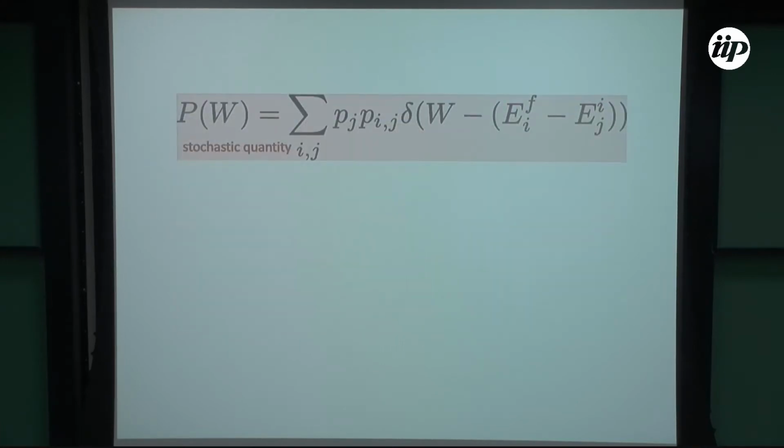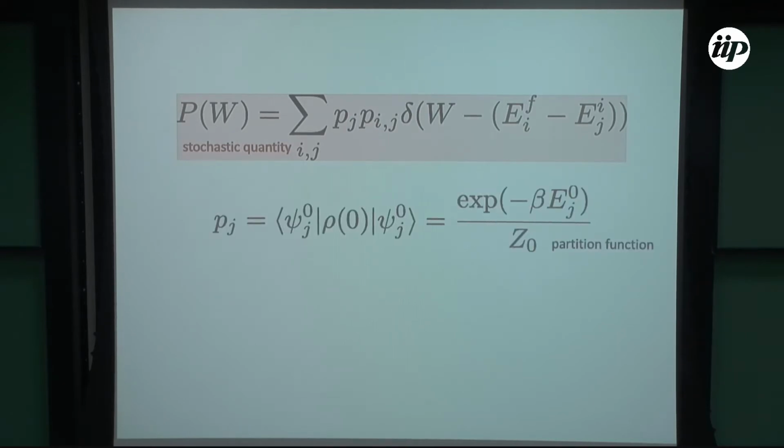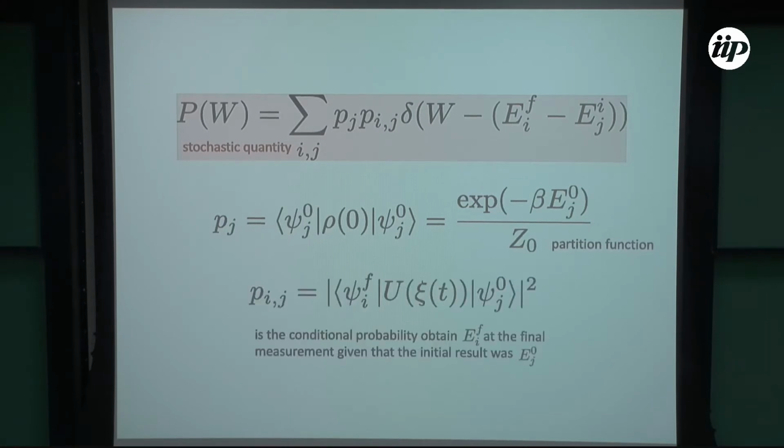So, essentially, this is the probability of work that comes from the two-measurement process. This has two probabilities. This is a stochastic quantity. The first probability, this P_G, is related with the initial state, the thermal initial state. I am starting with a thermal state. And the other probability comes from the evolution, from the process. It's the conditional probability to obtain the final energy at the final measurement, given that the initial measurement was this one.